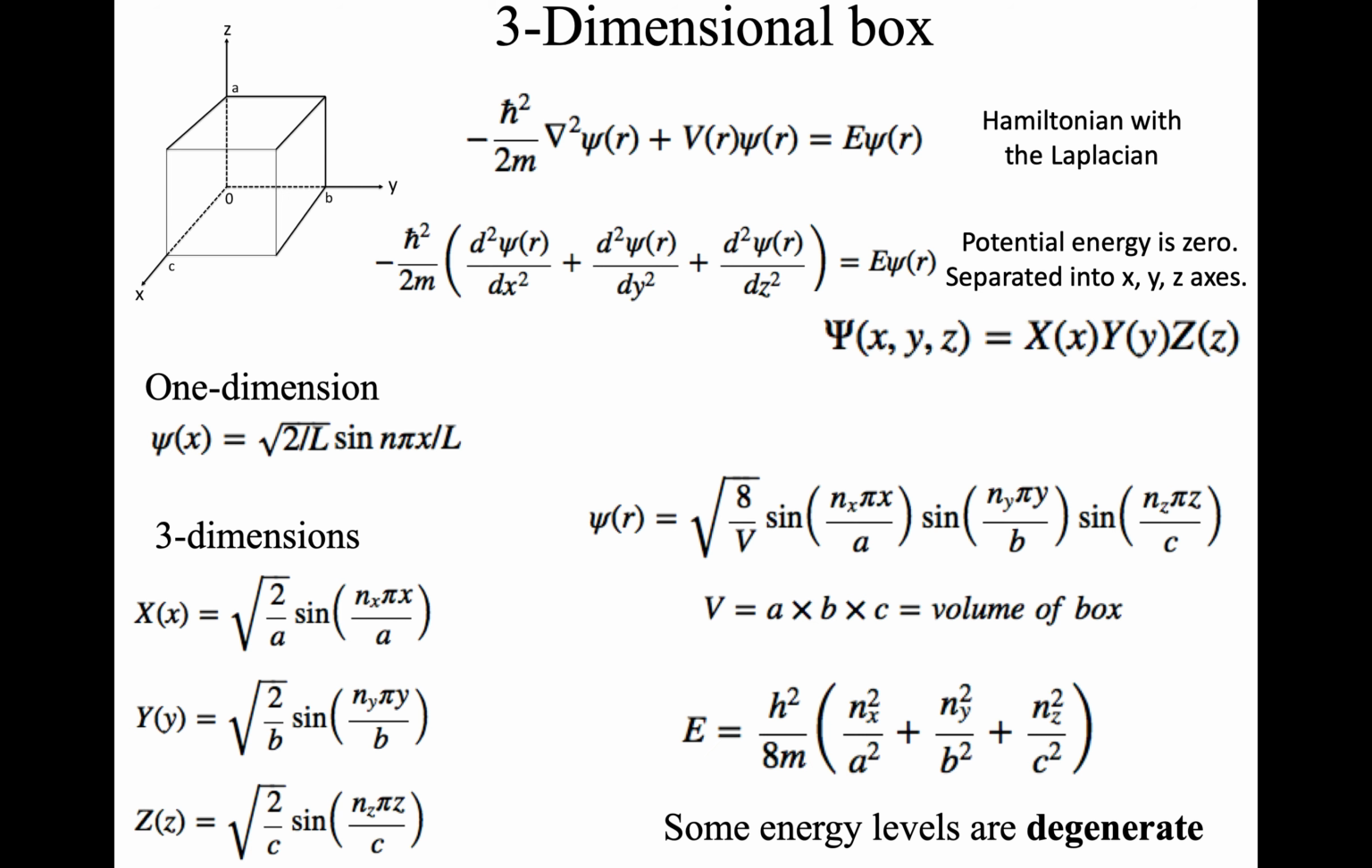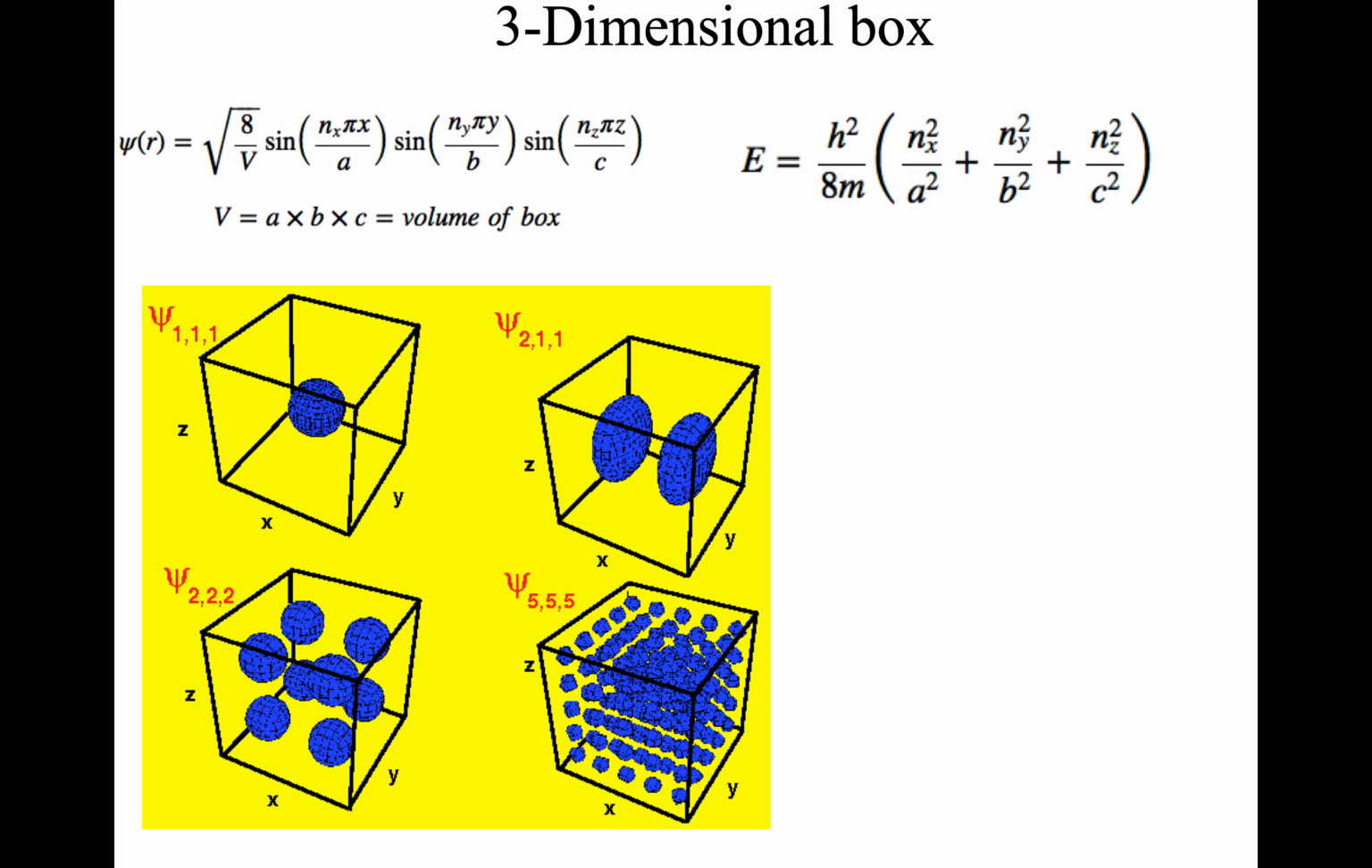And the energy looks very similar to what we saw for the one-dimensional box, but we would have now quantum numbers and lengths describing each of the dimensions in the box. These would then be some depictions for what the wave function would look like depending on the quantum numbers.